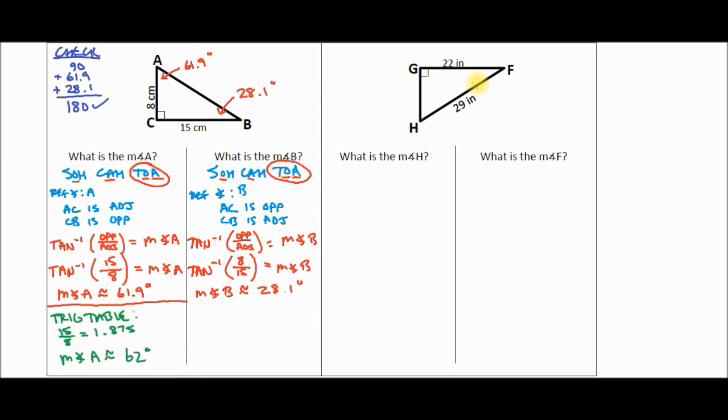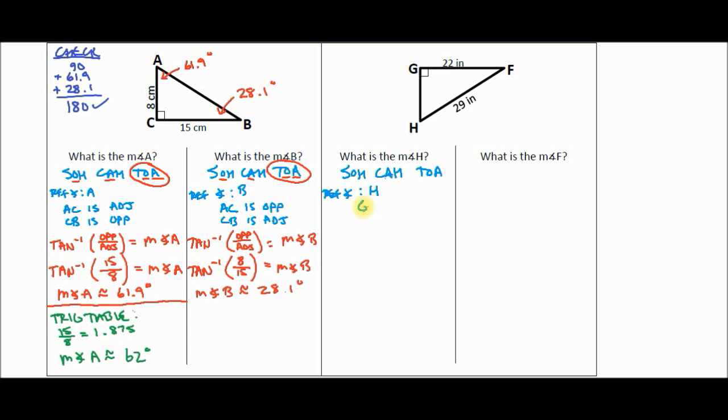Triangle GHF. What is the measure of angle H? All right, first thing, class, you write SOHCAHTOA. I'm going to go quick on this now. Again, I want to save a little bit of time. SOHCAHTOA. What is our reference angle? You should be doing this on your own, by the way, and then just checking the video. Reference angle is H because we want to find H.